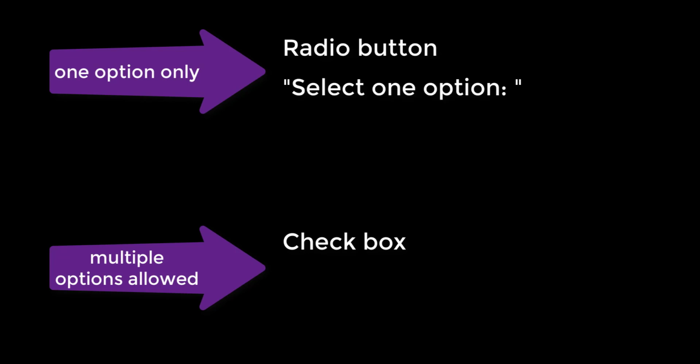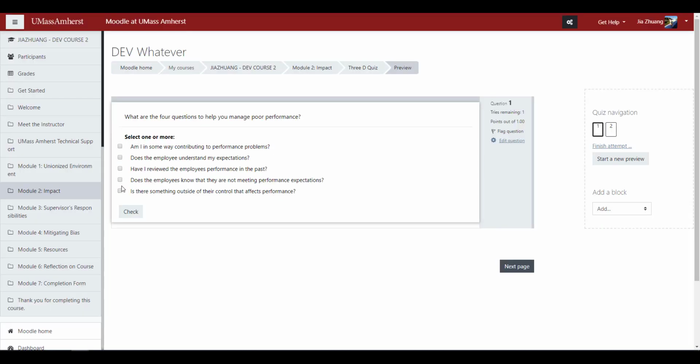Multiple options allowed question type. First, checkboxes replace the radio buttons. Second, there will be a select one or more sentence above the options. As the question asks, what are the 4 questions, and so on, we need to select 4 options.